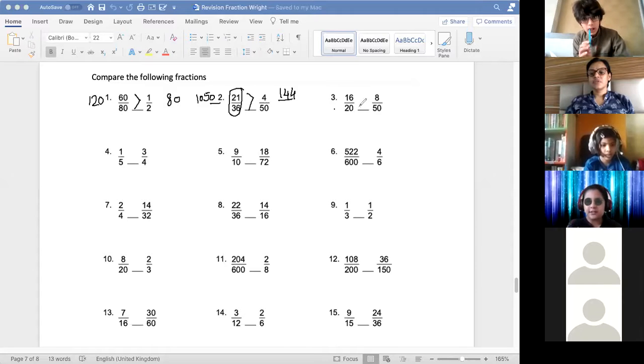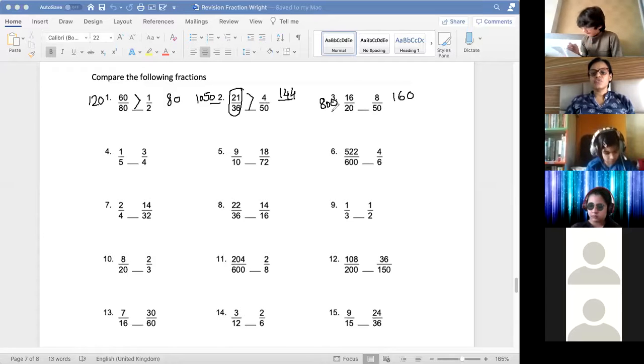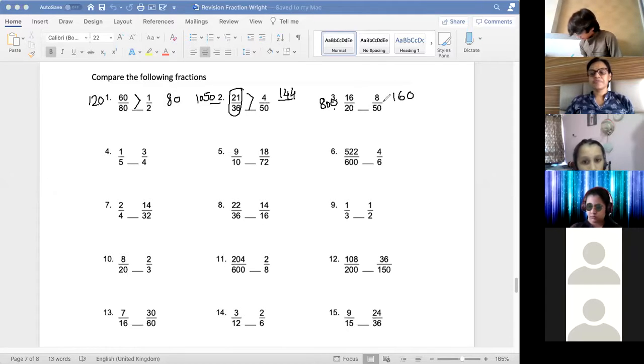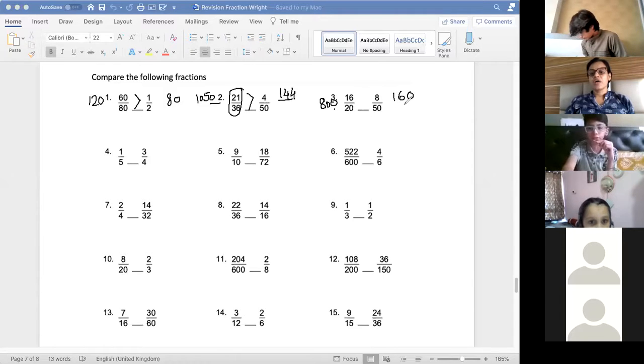710, ma'am. 900. 16 by 20. 16 into 50 is 800. So I will write here near the numerator, and 8 into 2 is 16. So 160. Okay. Check your multiplication, Juveria. 16 into 50 you have to do. Ma'am, if we want to do 20 into 8 to find the answer, do we have to do division or multiplication? You have to multiply. Ma'am, 20 into 8 is 160.